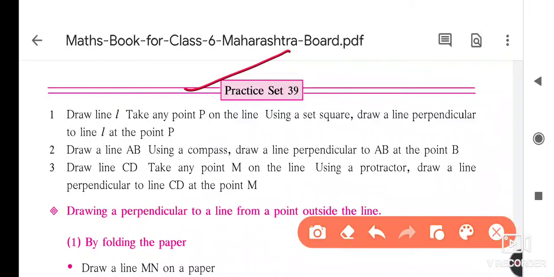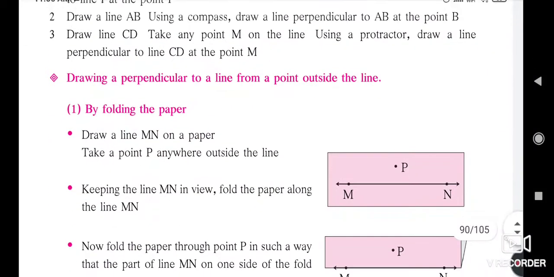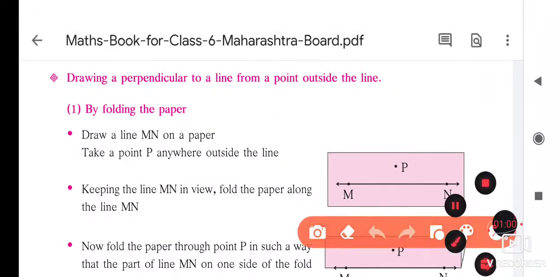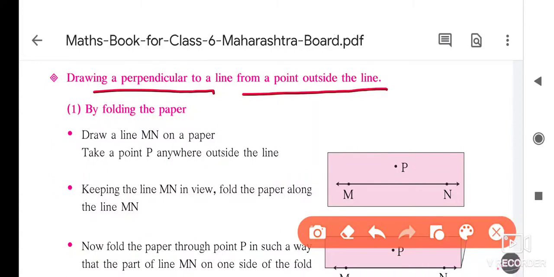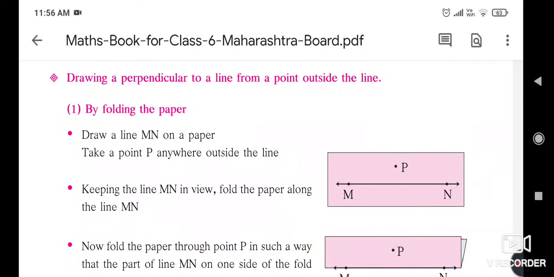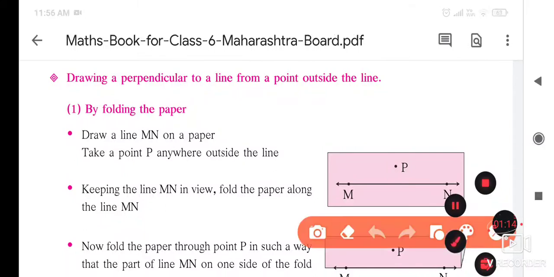And today we will start the next point, and that is also to draw a perpendicular to a line from a point outside the line. First we saw on the line, and now it is outside the line. So to understand this, there are three methods.